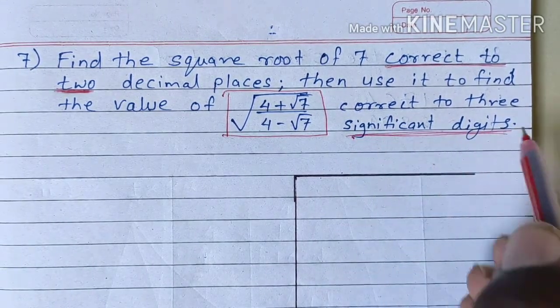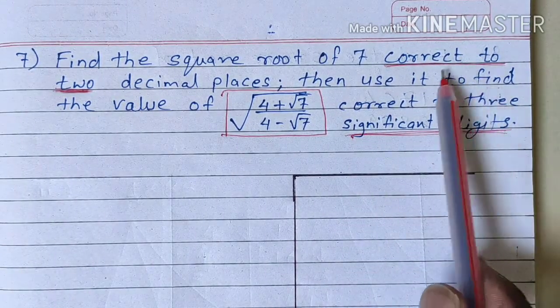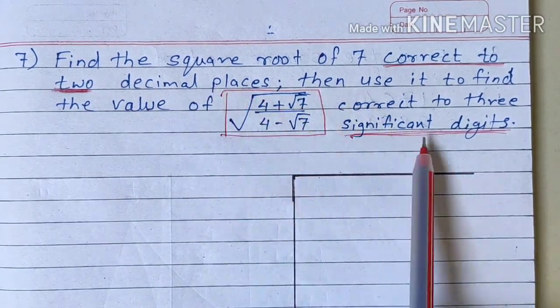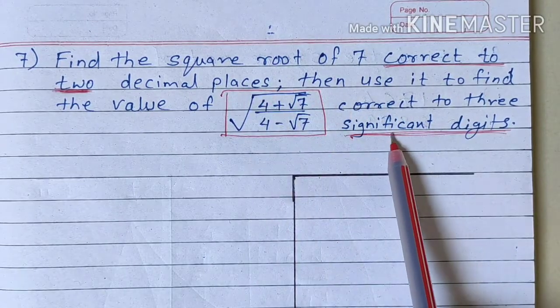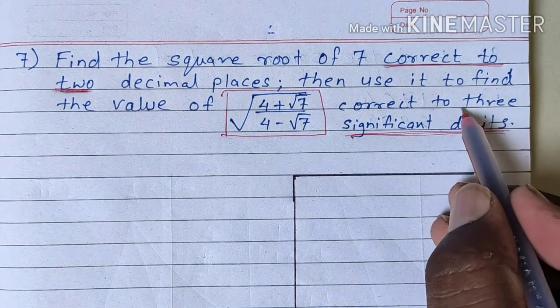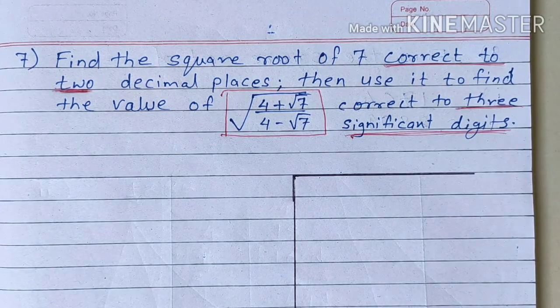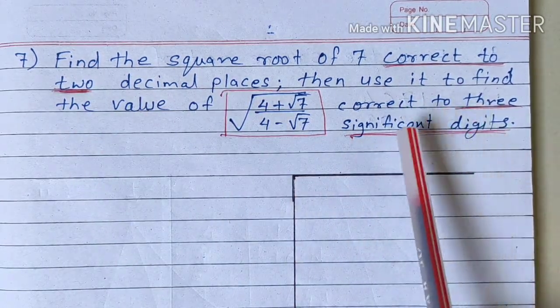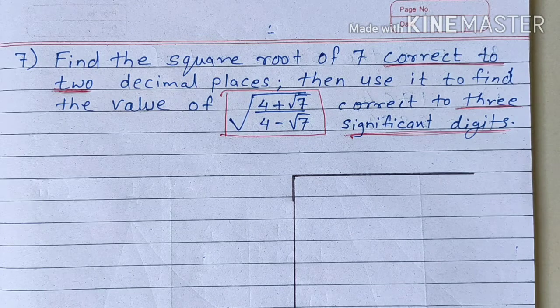Now significant digits are here, and correct to 2 decimal places. There is a difference between the two things, 2 decimal places and significant digits. 3 significant digits we will learn once we solve this question. Let us understand the difference between correct to 2 decimal places and correct to 3 significant digits.